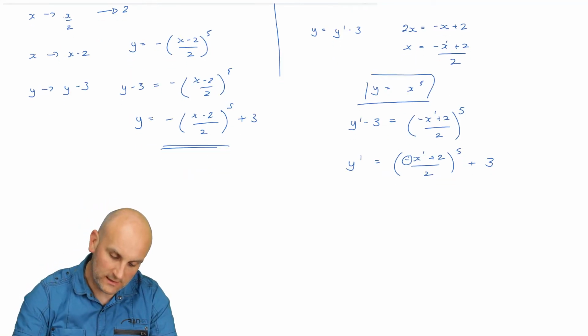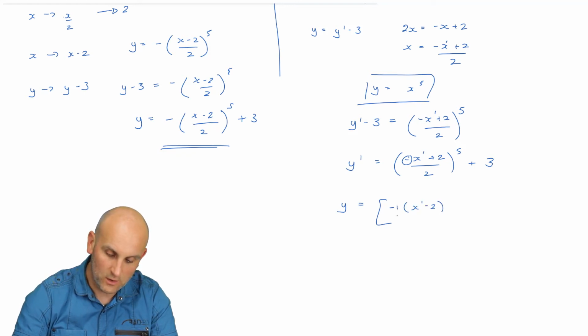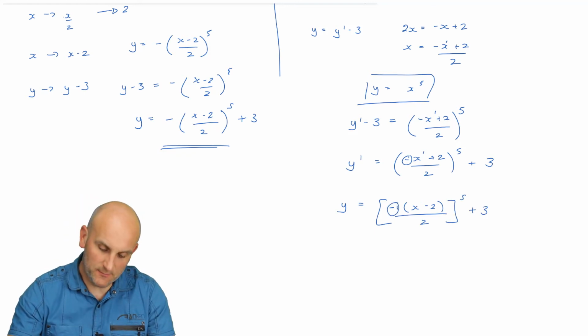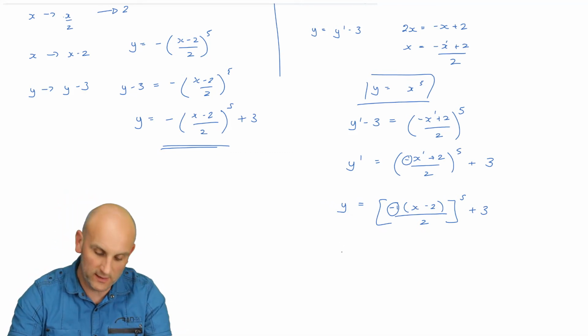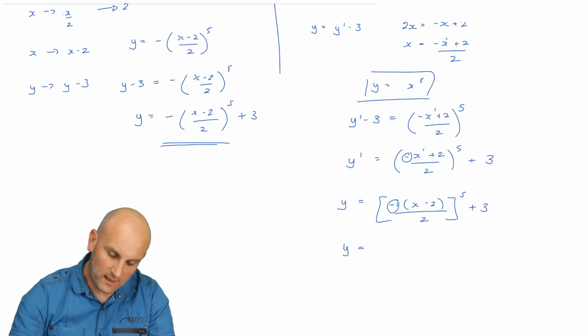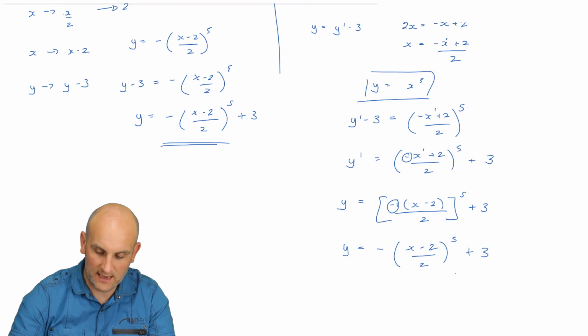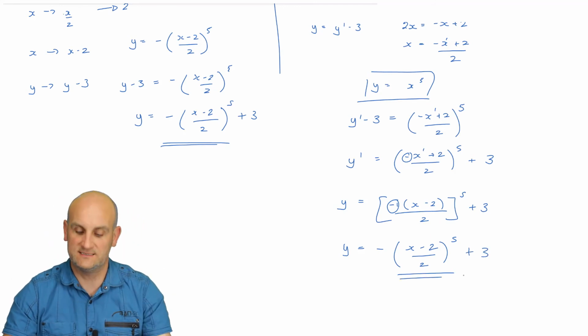Just to finish this off for completeness, I don't need the dashes anymore, that y is equal to. So what I'm now going to do is square brackets. I'm going to move minus 1 outside of the top there, which gives me x dashed minus 2 all over 2 to the power of 5 plus 3. And so, ladies and gentlemen, we know that minus 1 times minus 1 times minus 1 times minus 1 times minus 1 is in fact minus 1. So that becomes minus 1, or in fact just minus, and my brackets become x minus 2 on 2, all to the power of 5 plus 3, and lo and behold, there they are. They are exactly the same.